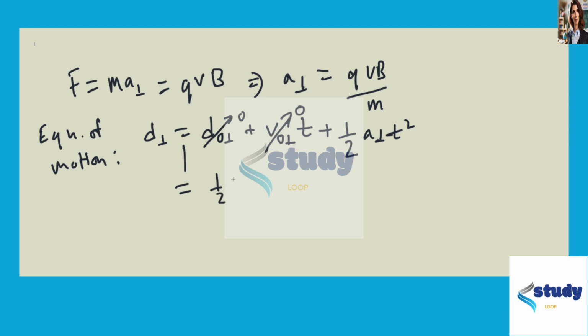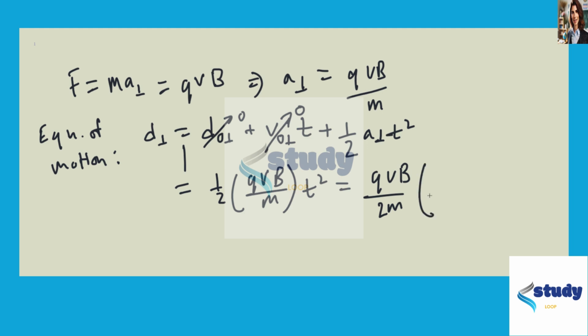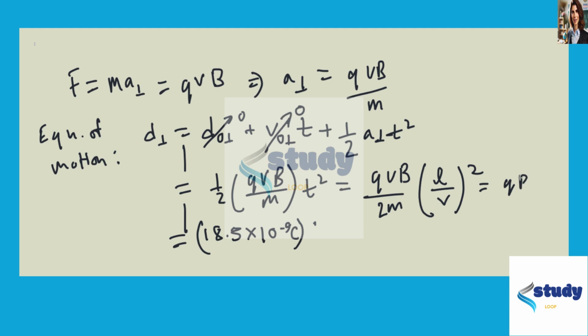So plugging in a perpendicular, you have 1/2 times qvb over m times t squared. And so this is qvb over 2m times t, which is L over v, the length traveled over velocity, and you square that. And so plugging in values, you have charge, which is 18.5 times 10 to the negative 9 coulombs, times velocity. And so let's simplify this a bit further. You have QBL squared over 2mv.